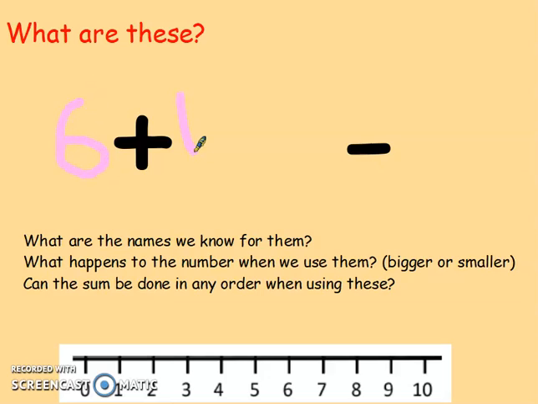6 add 1, or 1 add 6. The numbers are swapped over, but they both equal 7. The answer would be the same. We cannot do that for subtraction, it doesn't work.